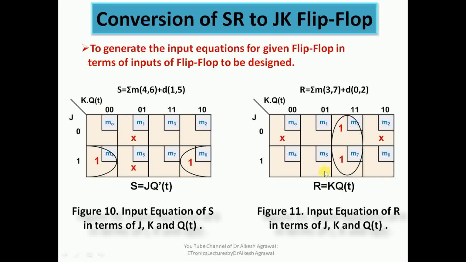Similarly for R, we have a Boolean function R is equal to summation M37 with don't care condition 0 2, so we have two don't care conditions M0 and M2, and two min terms M3 and M7. So what we can easily see, we have a group of M3 M7 here. The J is changed, so J will be eliminated and K and QT are fixed, so for R we get K and QT. Now, based on these equations, we have the conversion process.